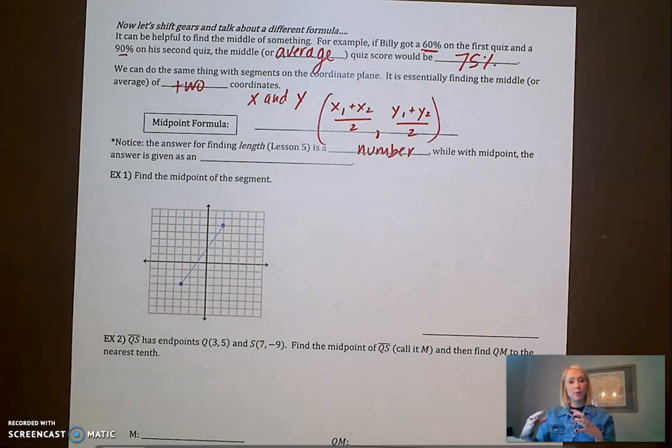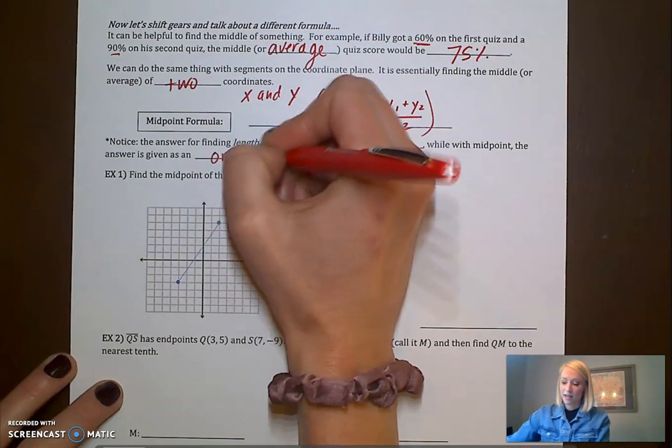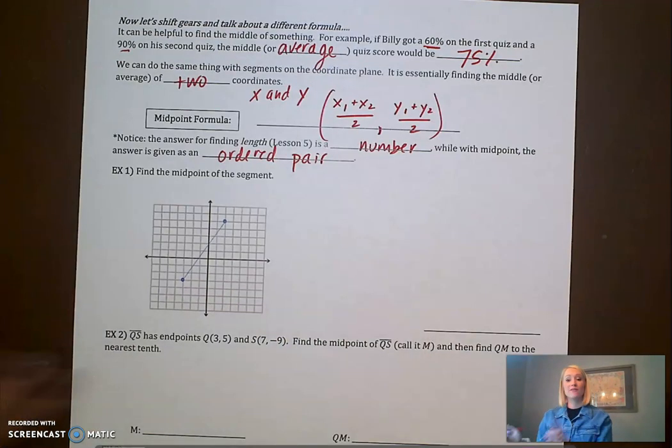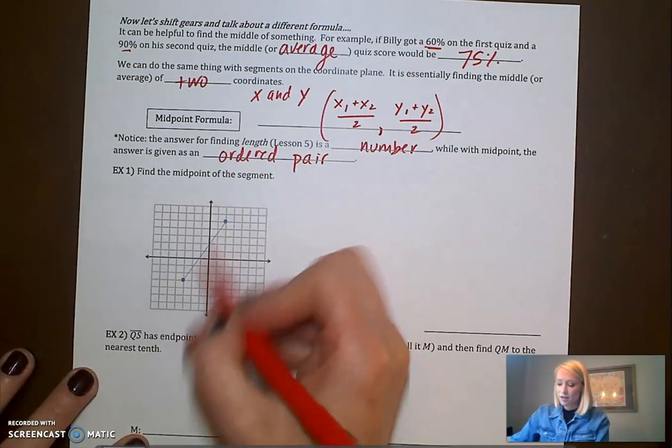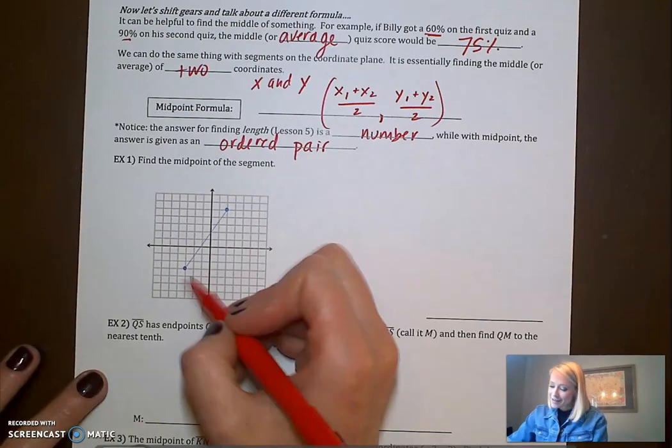When you find the midpoint, it's going to be an ordered pair because it's a location on the x and y axis. So you have to write that as an ordered pair. The left one, up one, or whatever it is. So jump right into this one. I want to find the middle of this blue segment here. Sorry if yours isn't in color.